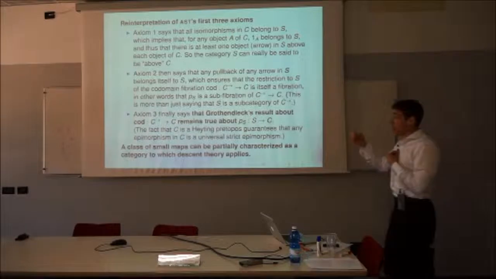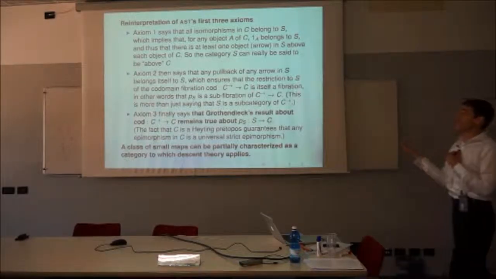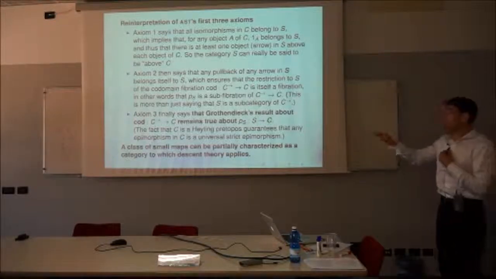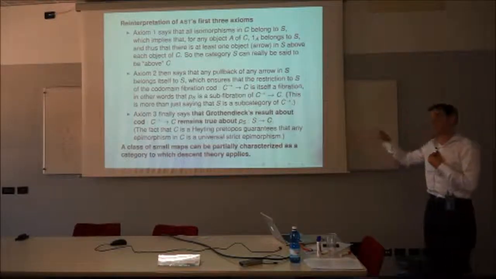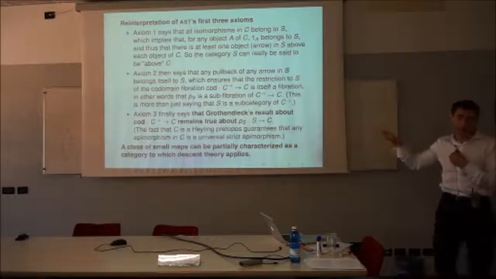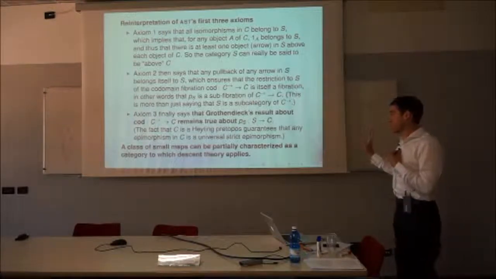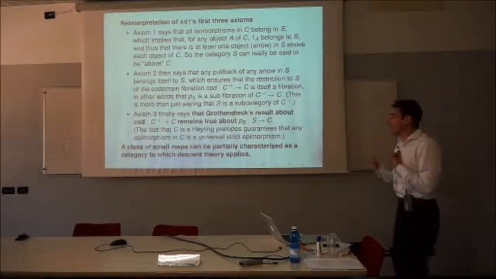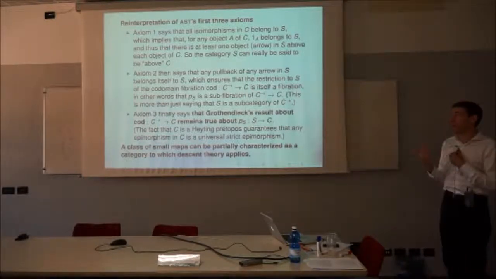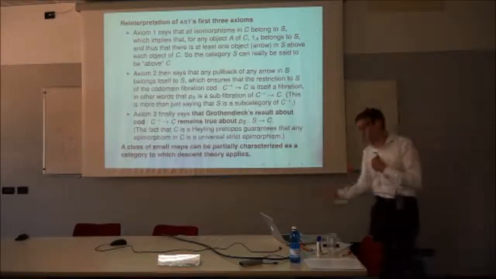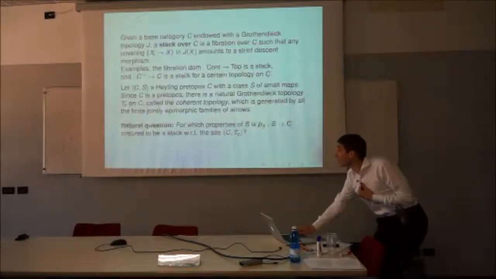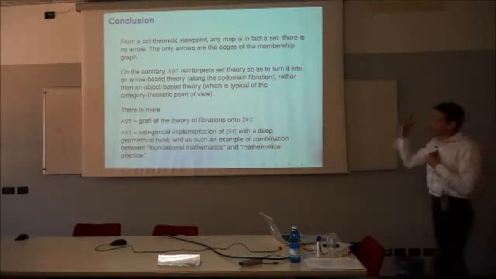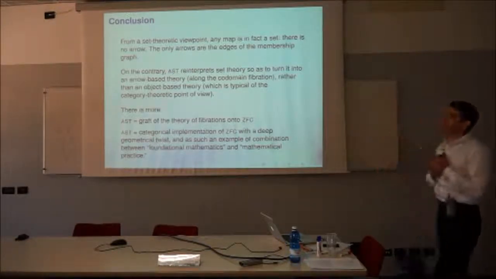So in fact, the class S of small maps actually defines a fibration, which is a sub-fibration of the codomain fibration. Now, axiom 3 finally says that Grothendieck's results about the codomain fibration remain true for the fibration defined by the class S of small maps. So a class of small maps, in the sense of algebraic set theory, can be partially characterized as a category to which descent theory applies. Of course, there is further work to be done, but my conclusion is just that final slide.